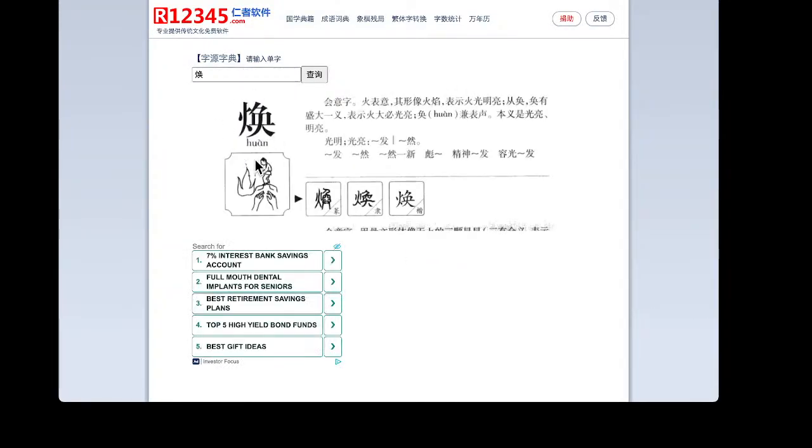Okay, so let's take a look at the character itself. The fire radical, of course. Now the right hand side is the character with the pronunciation of 焕, and that part has the meaning of bright light. That's very obvious, right? So use that word along with the fire radical to mean light of flame.